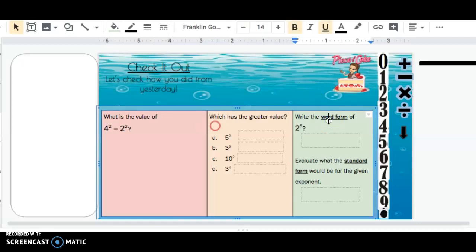All right, everyone, we're going to go over our questions from yesterday. So, that being said, let's begin. What is the value of 4 squared minus 2 squared?